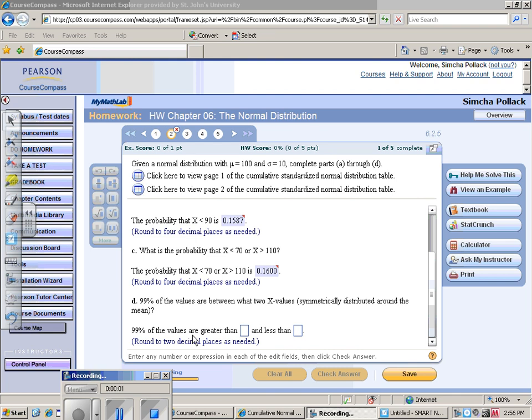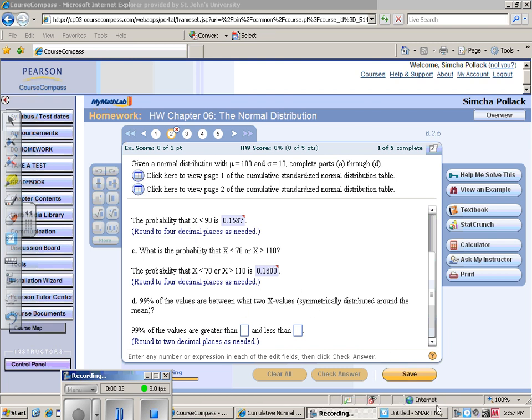Hi class. I'm going to try to show you how to solve an important problem in chapter 6 that I demonstrated before, but in the opposite direction. The more typical example asks you, like, what's the probability that x is below 90? What's the probability x is some other range of numbers? But now we're asking in part 6.2.5, part D as in David, we're looking for 99% between two x values. So let's begin that.